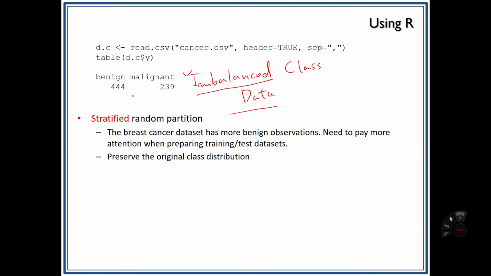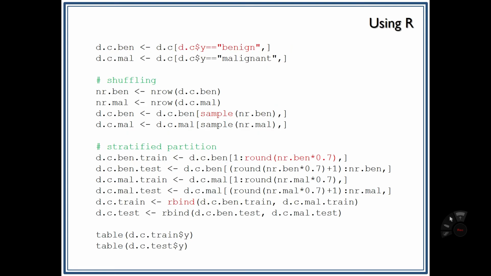But in this case, to split a data set into training and test sets, what we have to do is something called stratified random partitioning. The breast cancer data set has more benign observations, so we need to pay more attention when preparing training and test data sets. We have to preserve the original class distribution, and we can do that with this code.